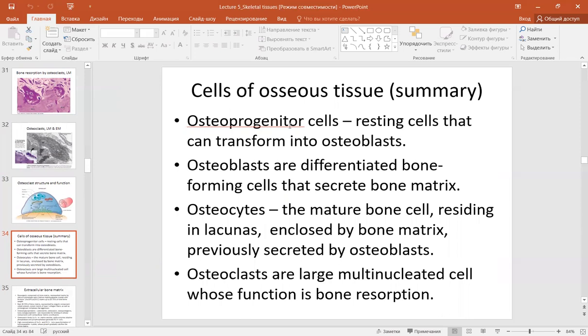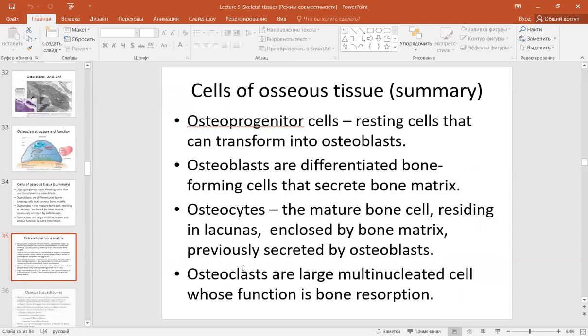Osteoprogenitor cells. This is a summary of osseous components, cellular components of the osseous tissue. Osteoprogenitor cells, listing cells that can transform into osteoblasts. Osteoblasts are differentiated bone-forming cells that secrete bone matrix, osteoid. Osteocytes, the major bone cells residing in lacunas enclosed by bone matrix previously secreted by osteoblasts. Osteoclasts are large multinucleated cells whose function is bone resorption.